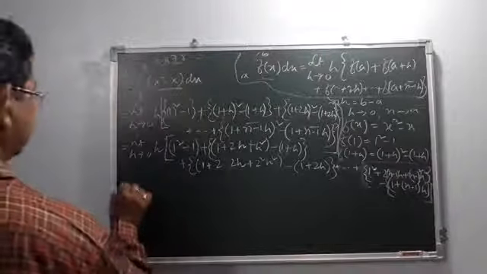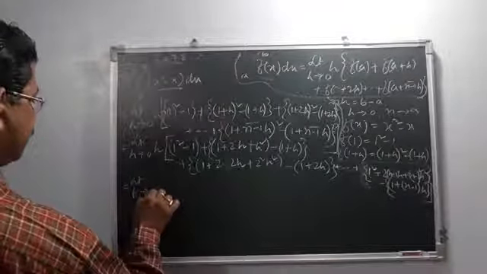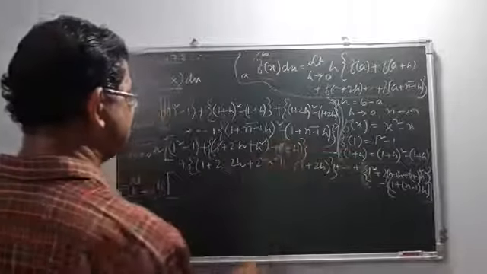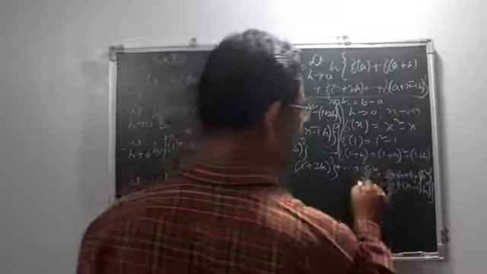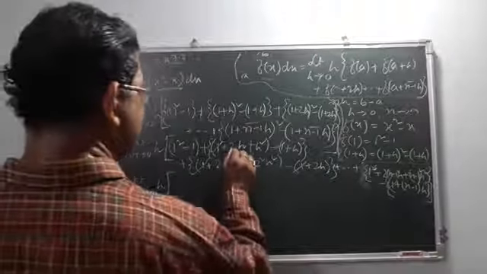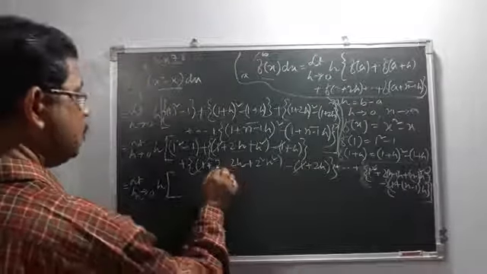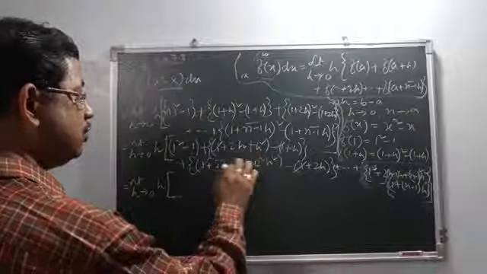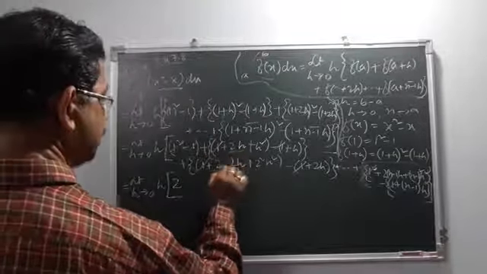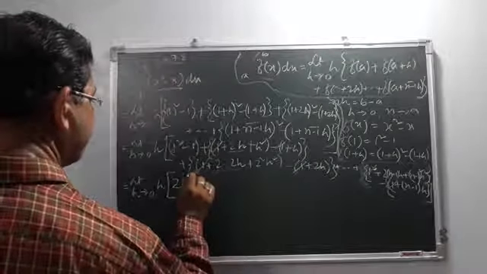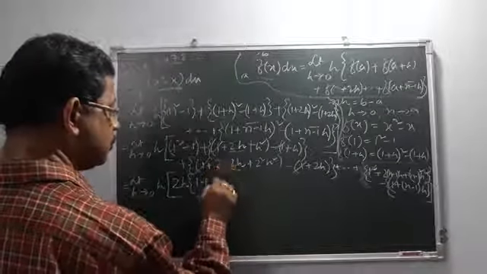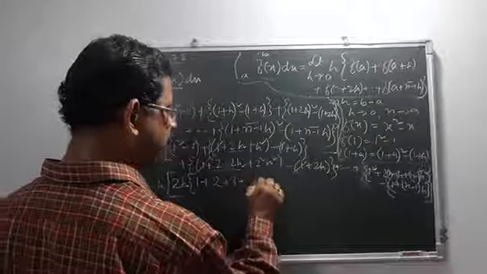Now it is time to cancel. Limit h tends to 0, h, 1 square minus 1, cancel it. Every term you will find will be cancelled with the other. Then what are we left with? You see, in this 2h, here 2 into 2h, then 2 into 3h. So if we take 2h common from these, the middle terms, then we will get 1, then 2, then 3, and up to n minus 1.